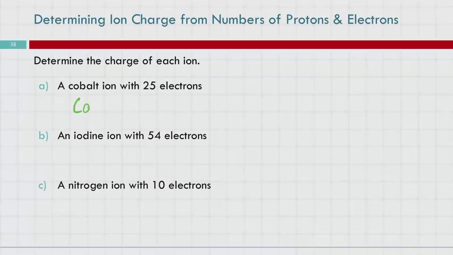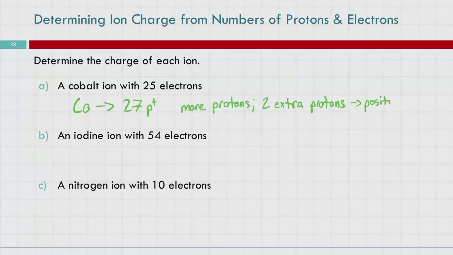We find Co. Why is it important that we find Co? So we know the atomic number. It's got a number of 27. That 27 is the number of protons. If we can do a little bit of math in our heads, all right, we've got 27 protons, 25 electrons. Which one do we have more of? We've got more protons. How many more protons? We've got 2 extra protons. And protons are what charge? Positive. So this is going to be Co2+.